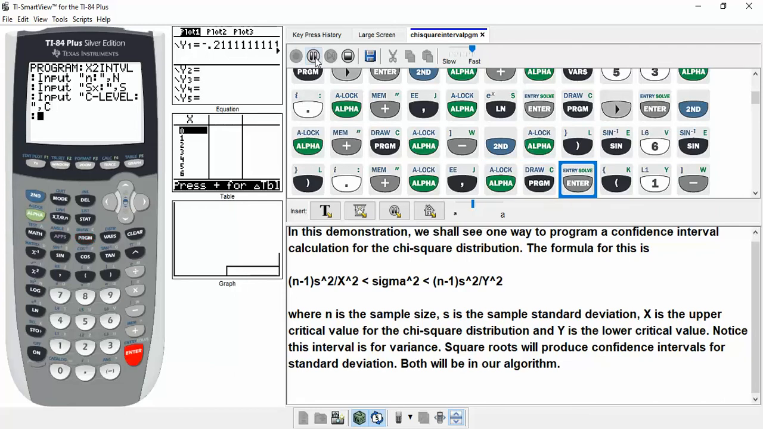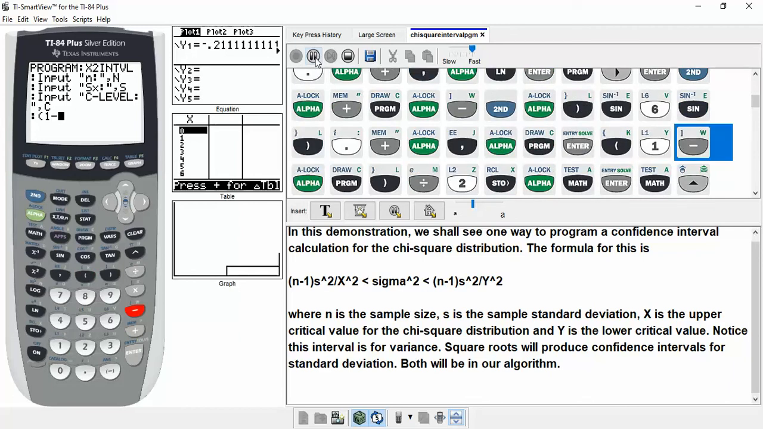And then again, in order to get the critical values that we're going to need, we're going to do the quantity 1 minus C. So we're going to place 1 minus C in parentheses. Then we're going to divide that result by 2, and we're going to store this result as A. This will be used to find the critical values that we need.